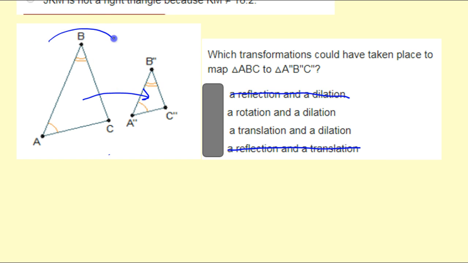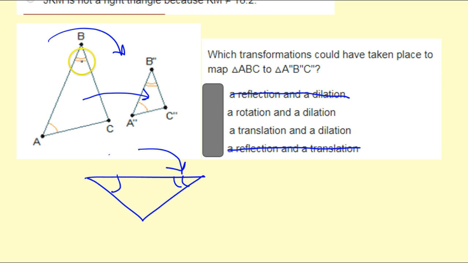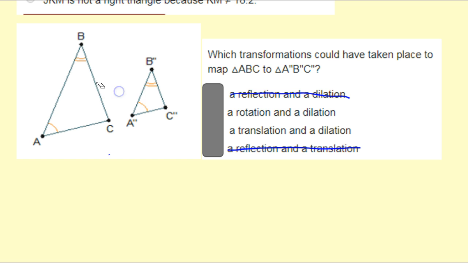If this rotated, then maybe now it would be facing like this, with something like this happening because of the way it moved from the up to the sideways position. But nothing like that happened. It's turned the same way, so no rotation happened. So all that must have happened is it slid over and shrank. So that's a translation and a dilation. So this has to be the answer.